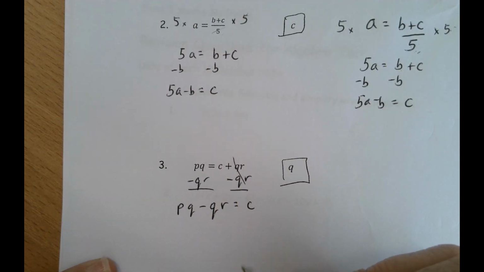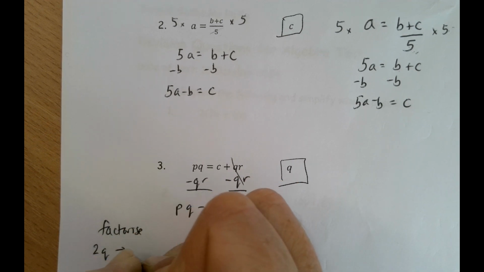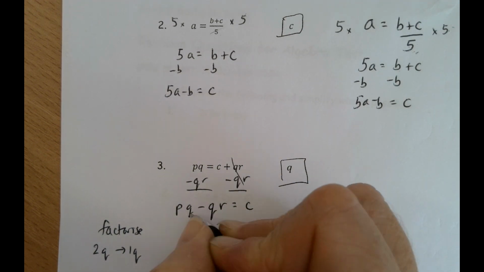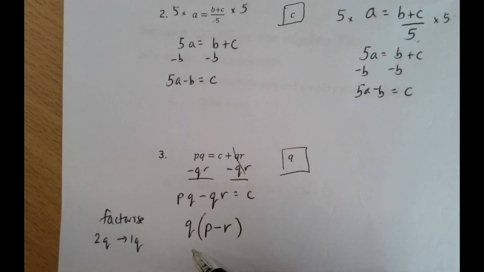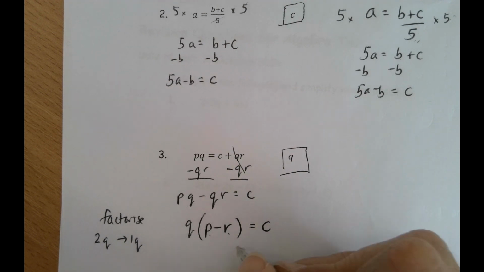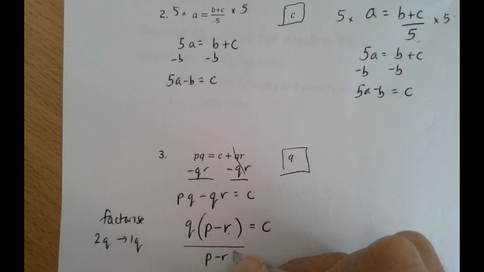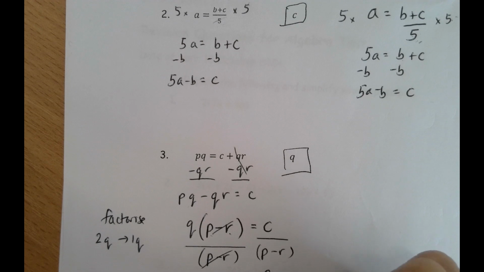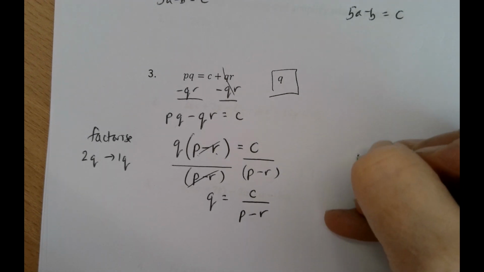Okay, they cancelled out. Now, I factorize, so they go from 2q to 1q. So there's a q and there's a q. I've got 2 q's. I want to get to 1q. So q is factorizing. Now, we haven't done factorizing yet, so I don't think I'll give you one like this in the test, but sure, we'll do it anyway. Q by p minus r is equal to c. And then this whole thing, as a unit, I need to move it. So I'm going to divide it by p minus r, divide it by p minus r. They cancel out. So q is equal to c over p minus r. Okay, so don't worry about that. It's not going to be on the test.